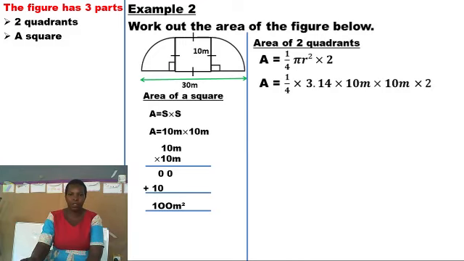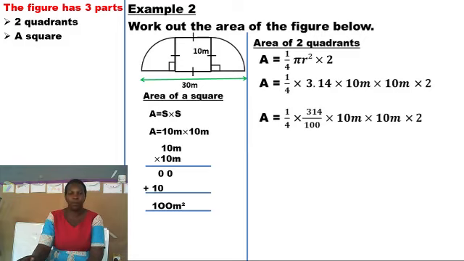So we shall proceed to the next step, whereby we shall have our quarter. We shall convert the 3.14 into a fraction, and we shall have a quarter times 314 out of 100 times 10 meters times 10 meters times 2. My dear boys and girls, the next step, we shall divide.